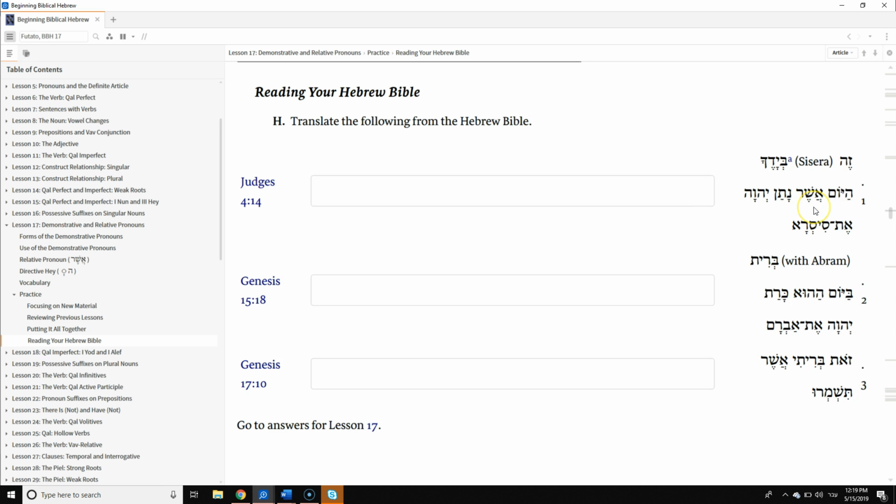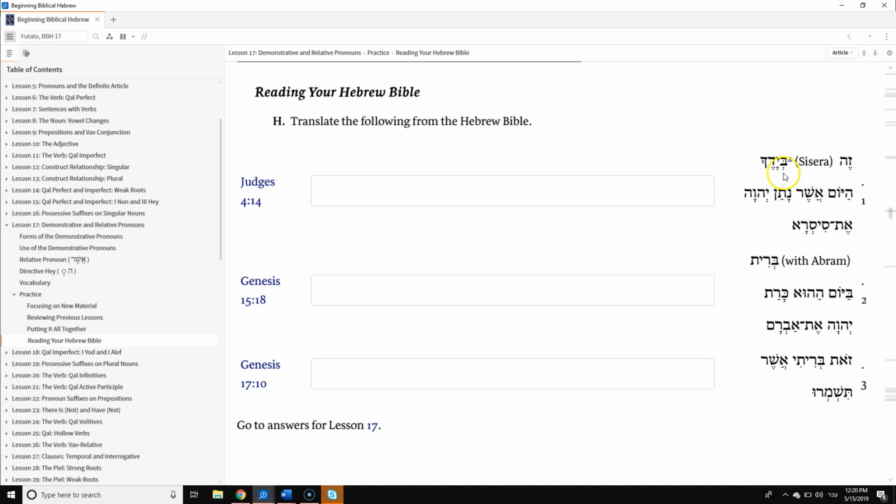So looking at these real quick, I'm not sure what this note... I'm really not sure if Sisera is standing in for a word that's in the text or if this refers to Sisera. But anyways, we've got this.